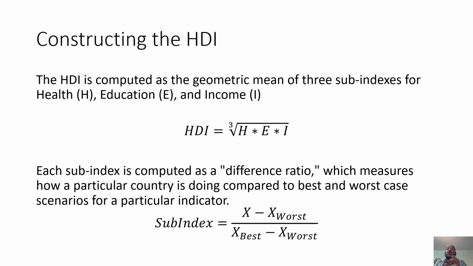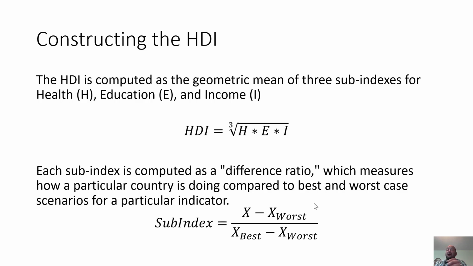Okay. So in general, the sub-indexes are going to be defined as difference ratios. So a difference ratio basically is we take a look at an indicator for the country we're looking at, and then we compare that to the worst possible case scenario, right? And then we divide that by the difference between the best and the worst case scenarios. So the nice thing about this kind of a sub-index is that it's bounded between 0 and 1.